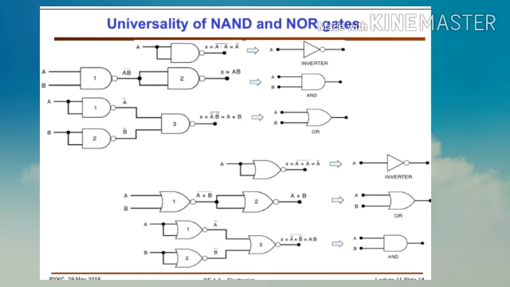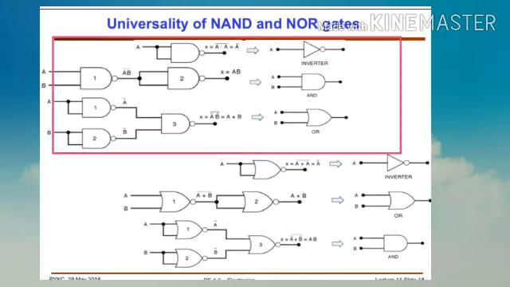This is the summary of how we can derive basic gates using universal gates. Here you get the basic gates from NAND gate and NOR gate.